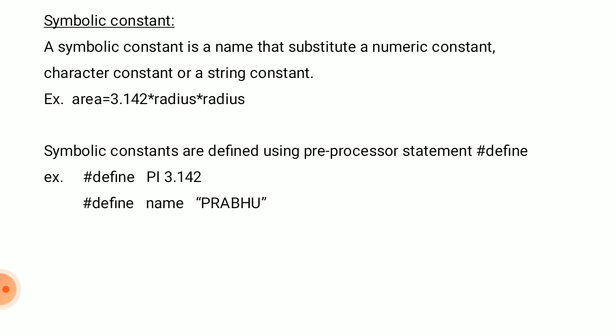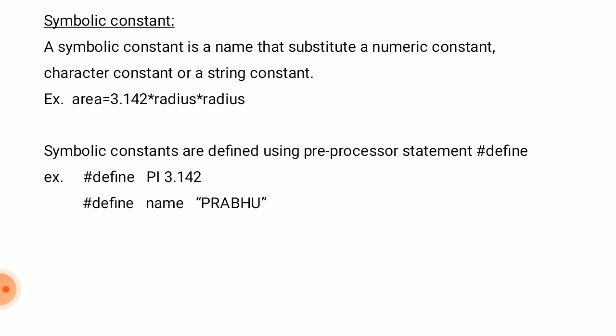So before replacing 3.142 by pi, first the value of 3.142 must be defined. So where are we defining? In the preprocessor statement or in the header file of the program. So symbolic constants are defined using the preprocessor statement, using hash define. So using hash define you can define the value, that is numeric value, character value, or any string constant, right. So example is hash define PI, that is PI, I have written in capital letters, space 3.142.